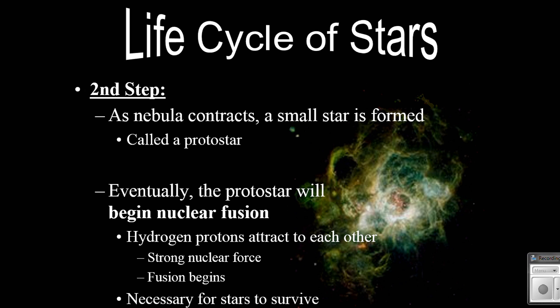Eventually, those hydrogen atoms within the cloud are going to get pressed together with enough force that they're going to fuse. And once that fusion process starts, now we have a star. So protostar is before it's a star, so no fusion is happening. Once fusion starts happening in the core of the object, it becomes a star.